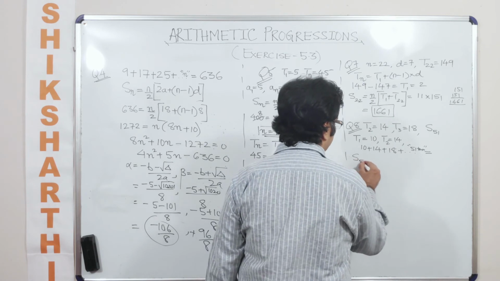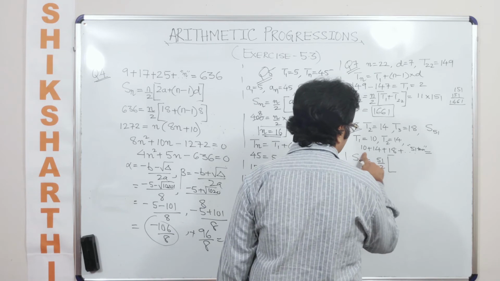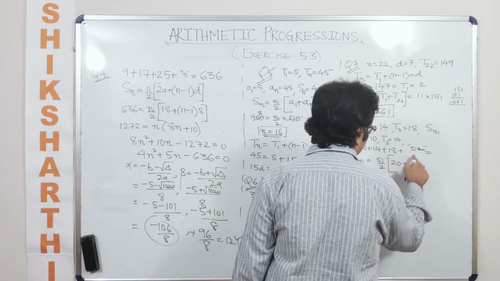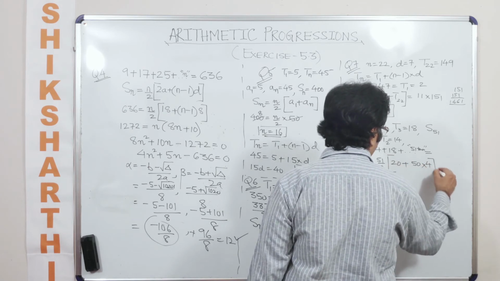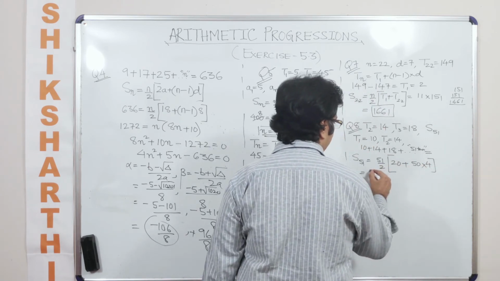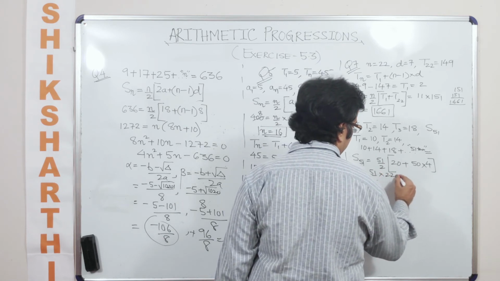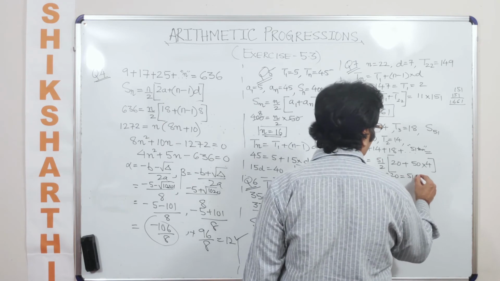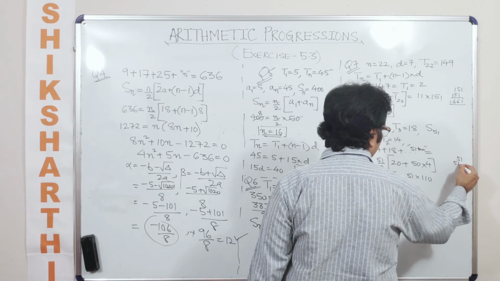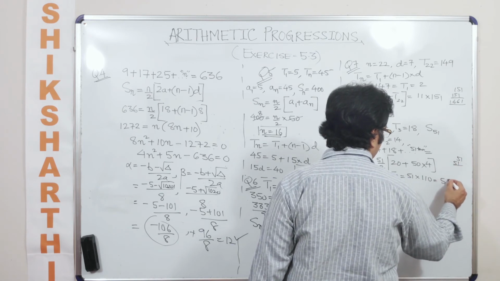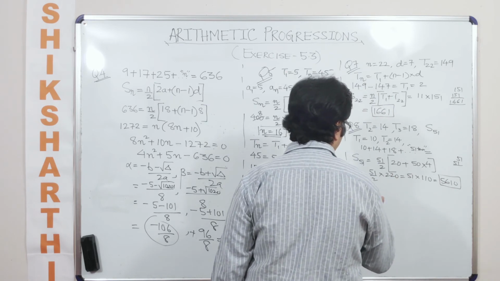So the sum for first 51 terms, we can calculate it as, this is 51 by 2, then twice of a, which is 10, plus n minus 1, which is 50, into d, which is 4, right? And this comes out to be 51 by 2 into 220, which is nothing but 51 into 110, which is just like saying 51 and 51, which makes it 561, 5610. Let's move on to question number 9.